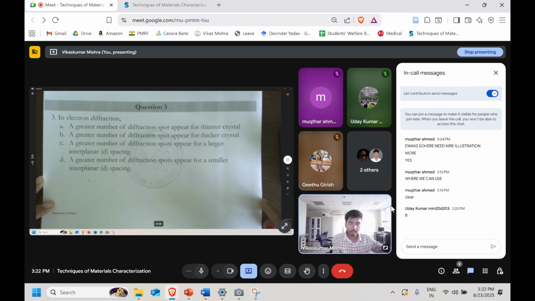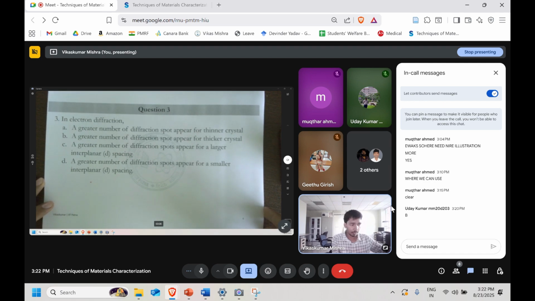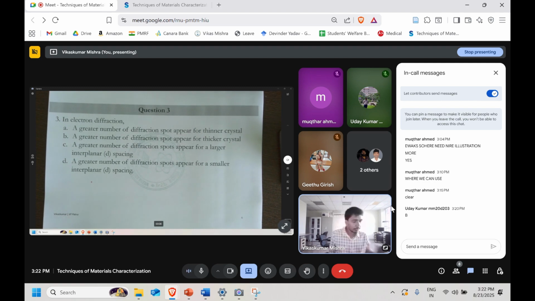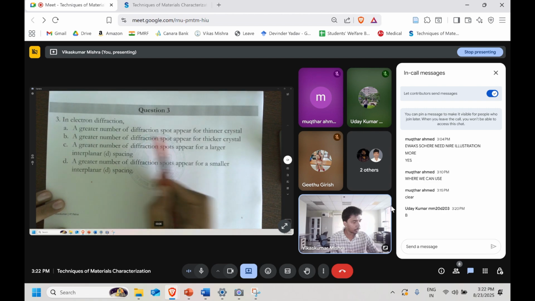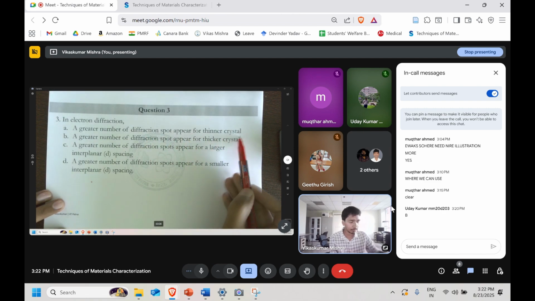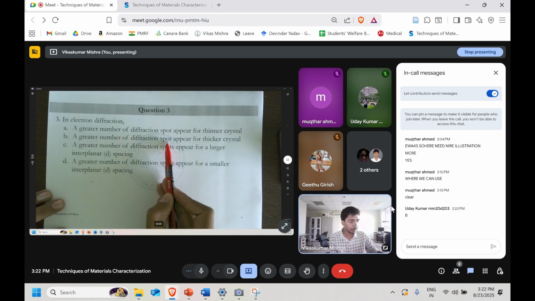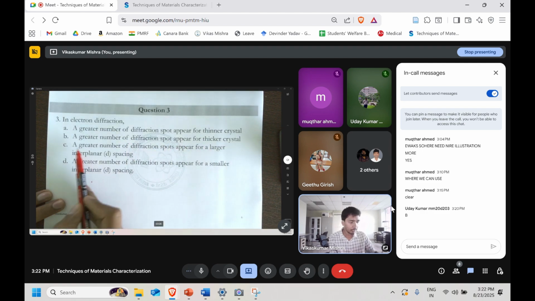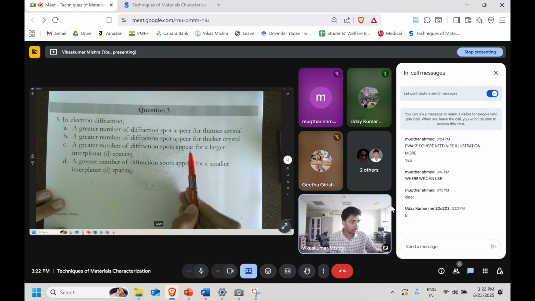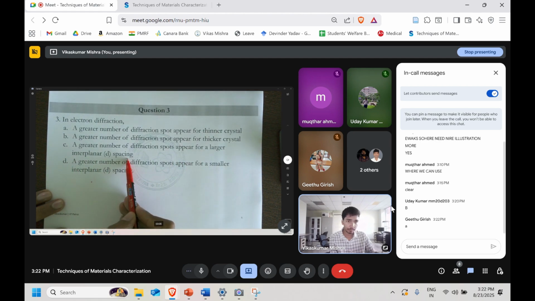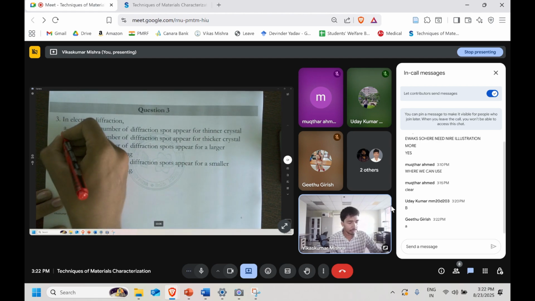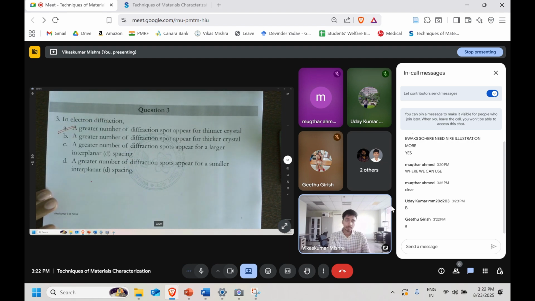Now this thing we have discussed in the theory discussion part. In electron diffraction, the first option: a greater number of diffraction spots appear for the thinner crystal; a greater number of diffraction spots appear for the thick crystal; a greater number of diffraction spots appear for the larger interplanar spacing. Very good, that's right. The right answer is option A.